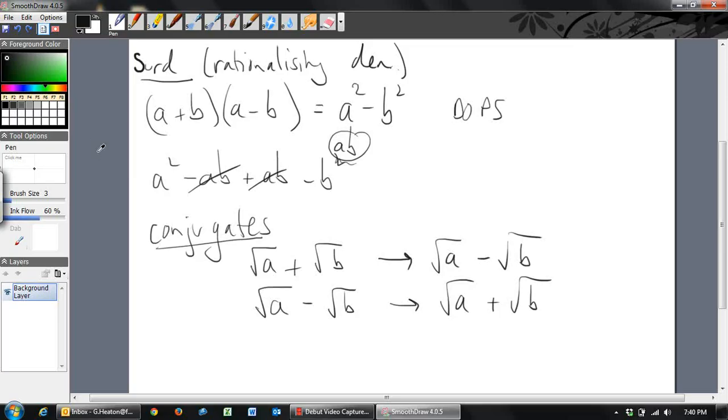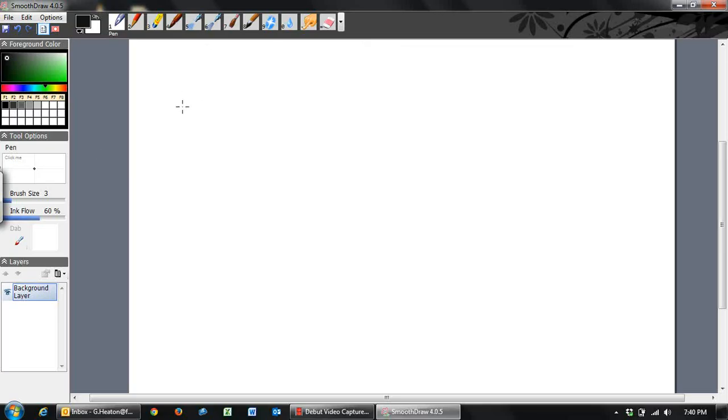Let's just have a look at what is happening here. Let's try this out. Say you have root 2 plus, let's keep it simple, root 3. If I want to get rid of these surds, what I could do, and this is going to change the value so you'll have to forgive me, is multiply it by its conjugate. What's the conjugate of root 2 plus root 3? The conjugate is root 2 minus root 3.